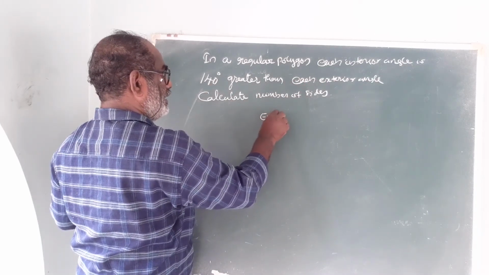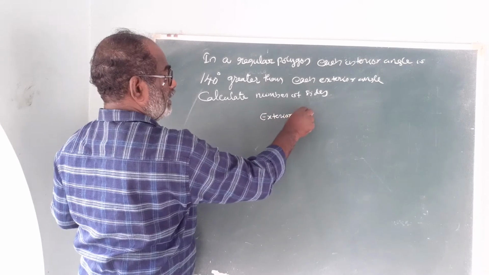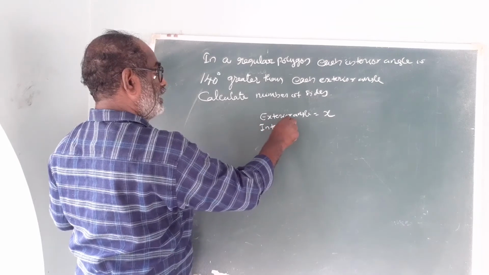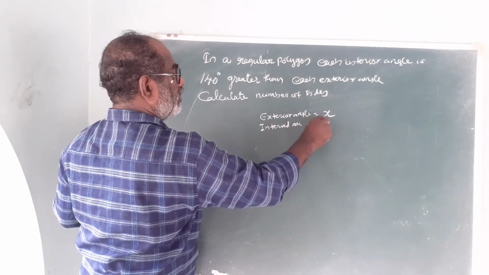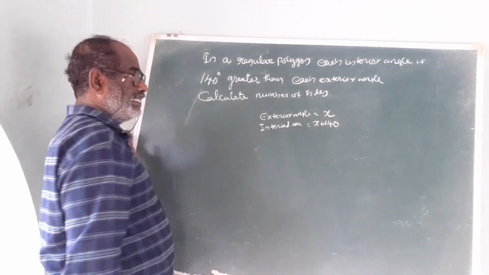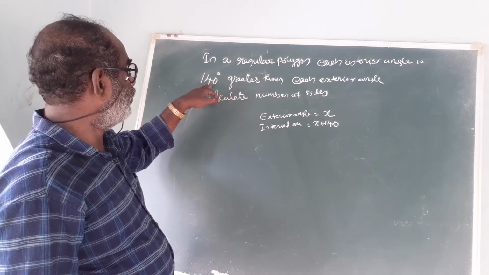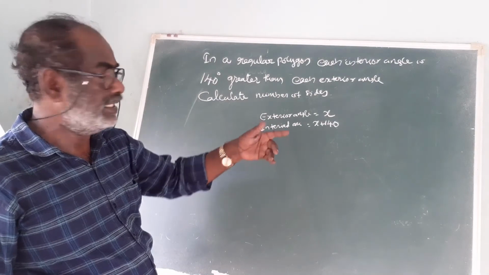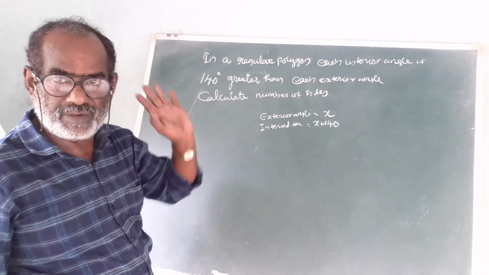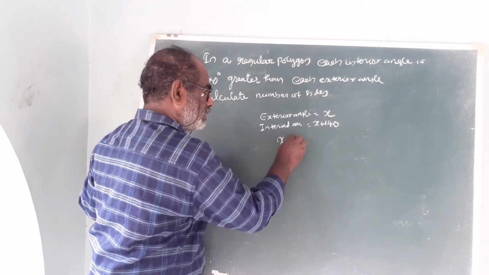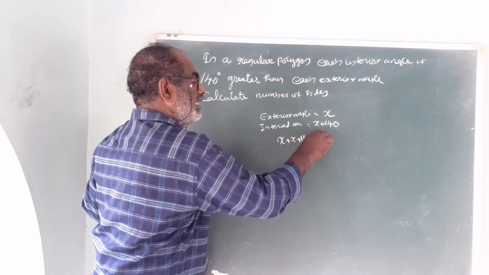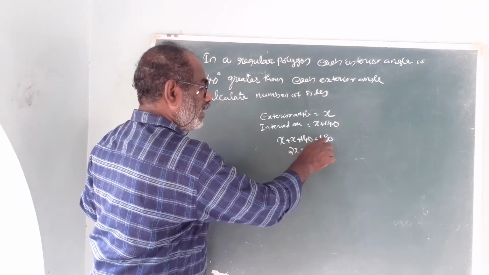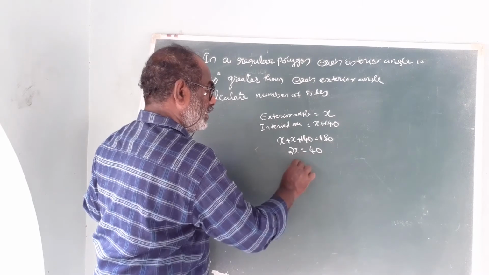So we can write the exterior angle is equal to x. What is the interior angle? The interior angle is x plus 140, since it is 140 degrees more than x. Before, we discussed that the sum of the interior and exterior angle is equal to 180. So using that, x plus x plus 140 is equal to 180. That is the linear pair. So 2x is equal to 180 minus 140, which is 40. x is equal to 20.